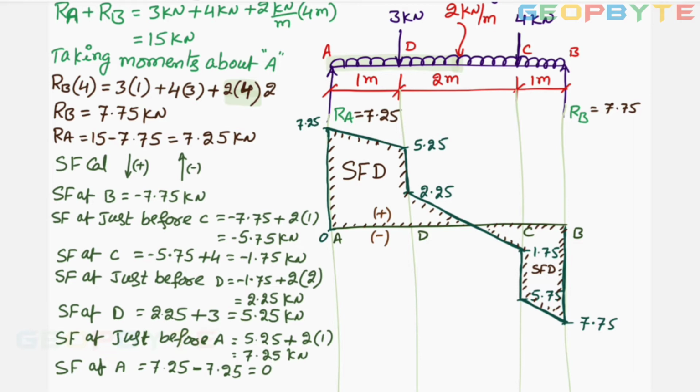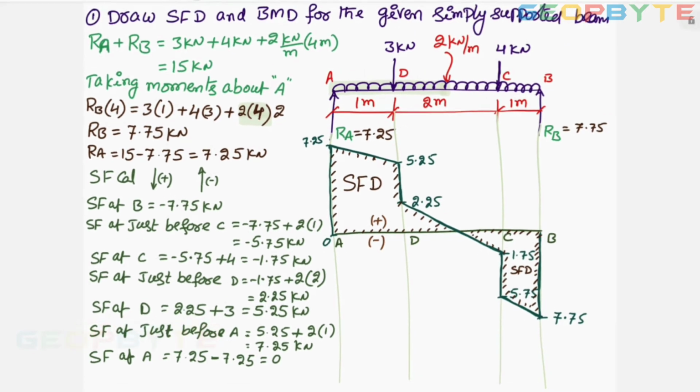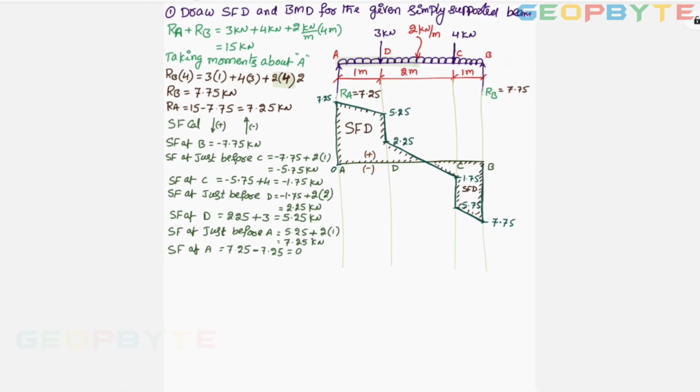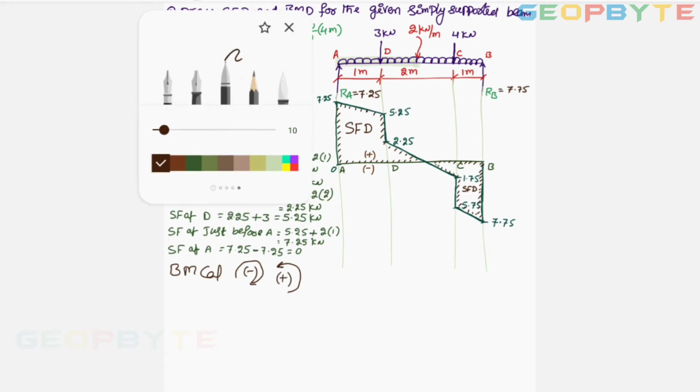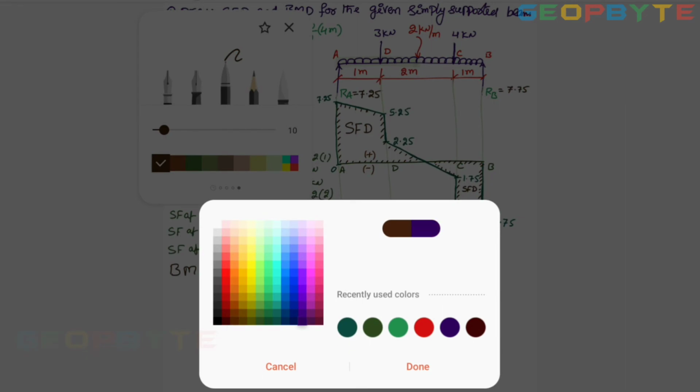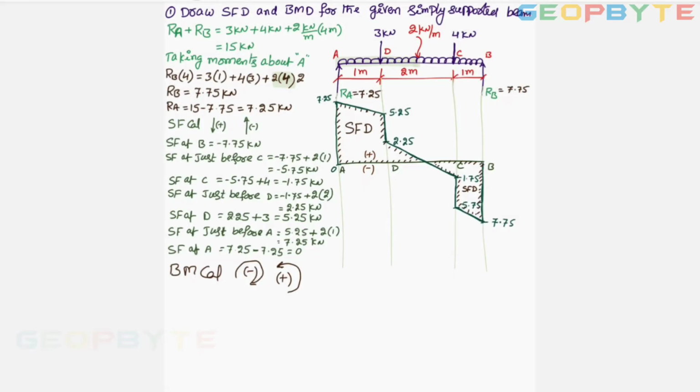Now let us go for the BM calculations. Now let us minimize the size of the diagram like this. Now let us find the BM values. For BM calculations, what should I do? I should take the clockwise moments negative and anti-clockwise moments positive. Now let us do the BM calculation part.